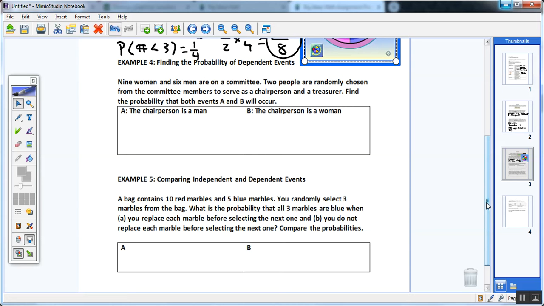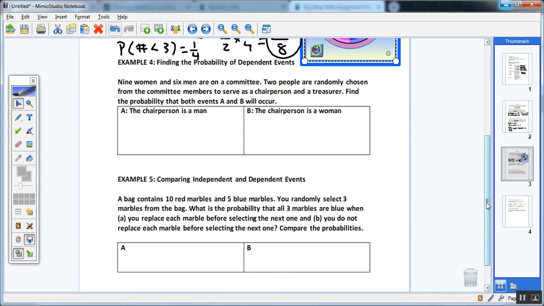So 9 women and 6 men are on a committee. 2 people are randomly chosen from the committee members to serve as a chairperson and a treasurer. Find the probability that both events A and B will occur. So event A, the chairperson is what, kids?